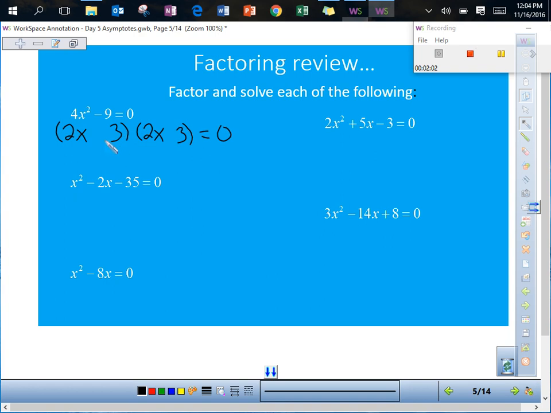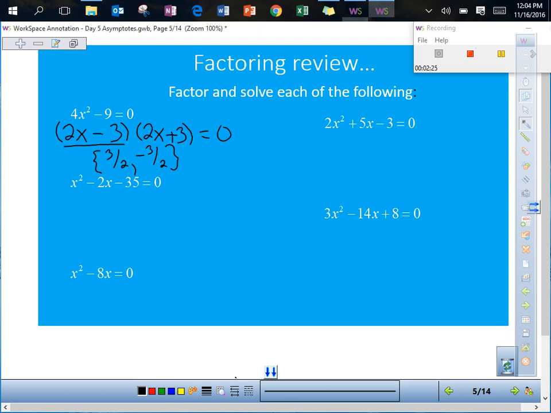There is no middle term, so I need a positive sign and a negative sign in any order. Now set each of these equal to 0. So I'm going to get 3/2 for one of my answers, negative 3/2 for my other answer. Added 3 divided by 2, subtracted 3 divided by 2.